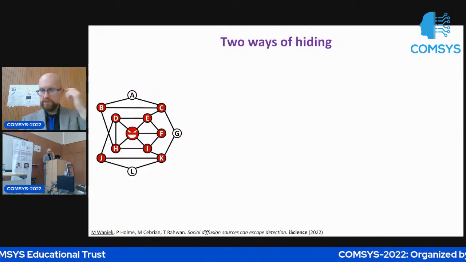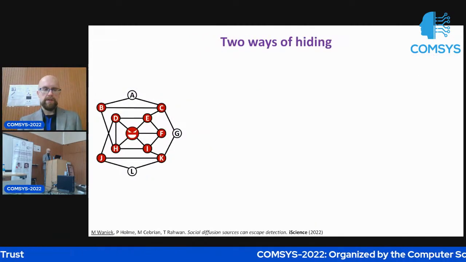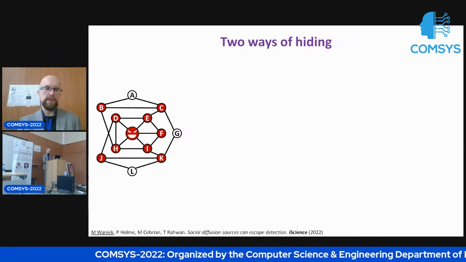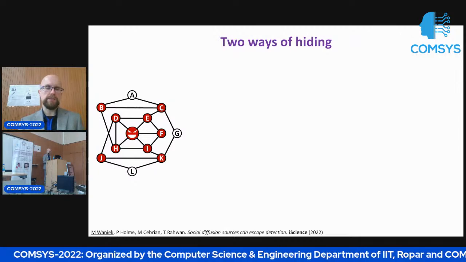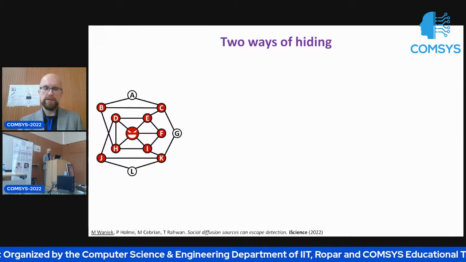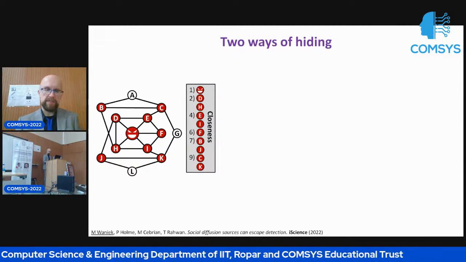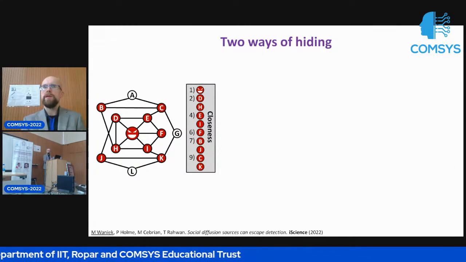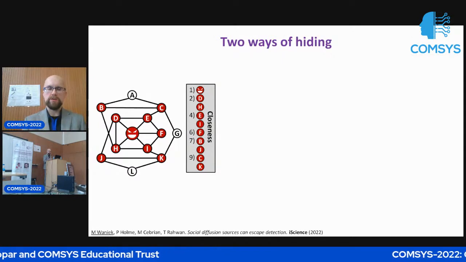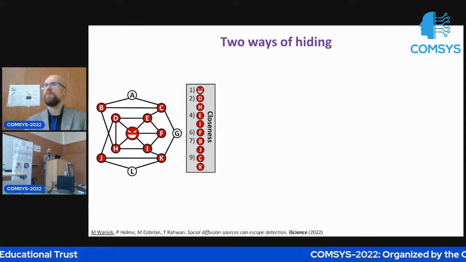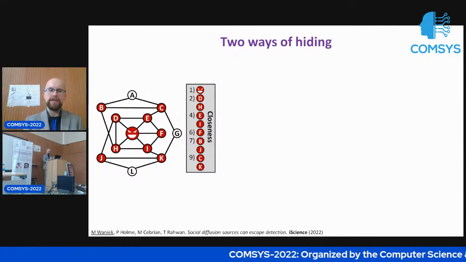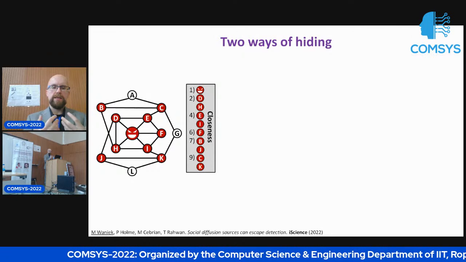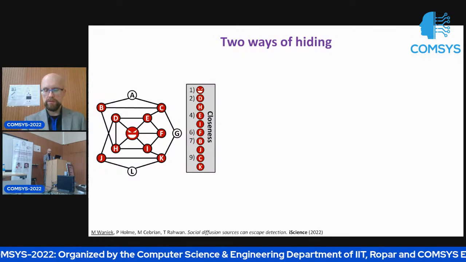And in this work, we consider two different ways of hiding. This is an example of a network in which the red nodes are the infected nodes, and the node with the face is the evader, is the source. And despite it's green, the evader is very unhappy because in the ranking of the closeness, the evader now occupies the first place. So if someone analyzes this network using a closeness source detection algorithm, the evader will be exposed as the source. So what can the evader do?